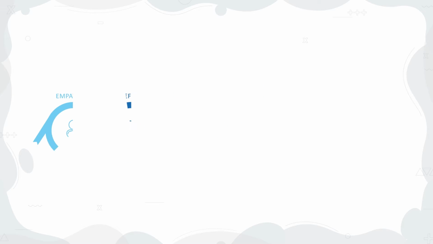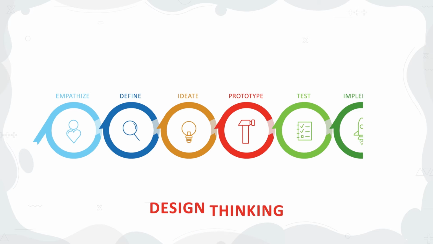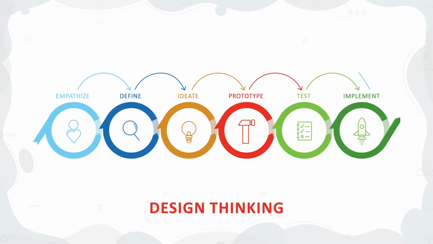There are six basic steps or phases in design thinking. It's easiest to learn these in sequence, but in practice, you may find yourself jumping back and forth across phases.